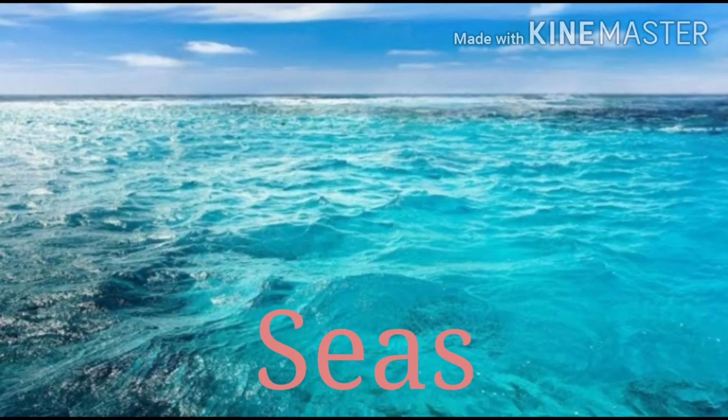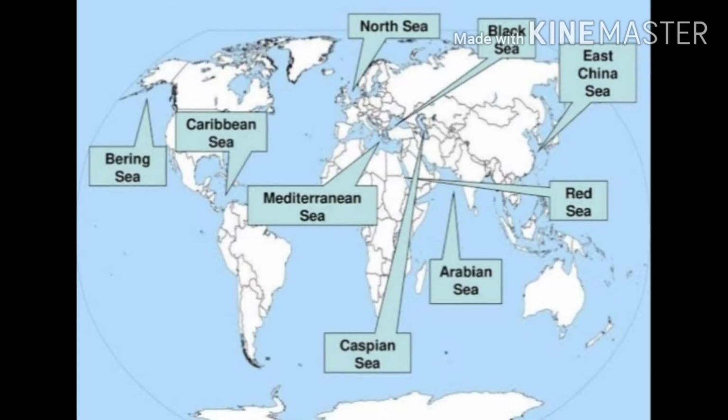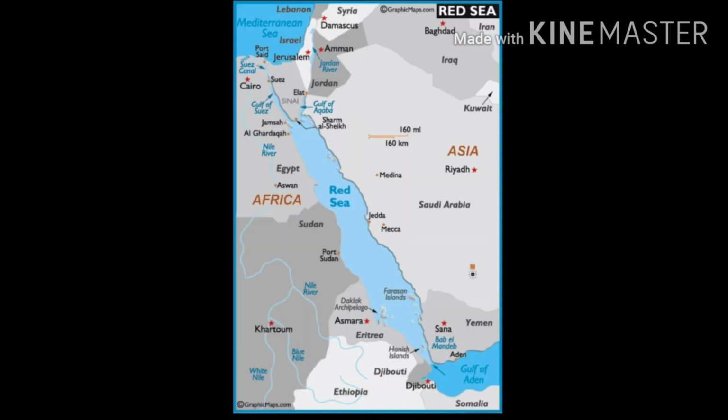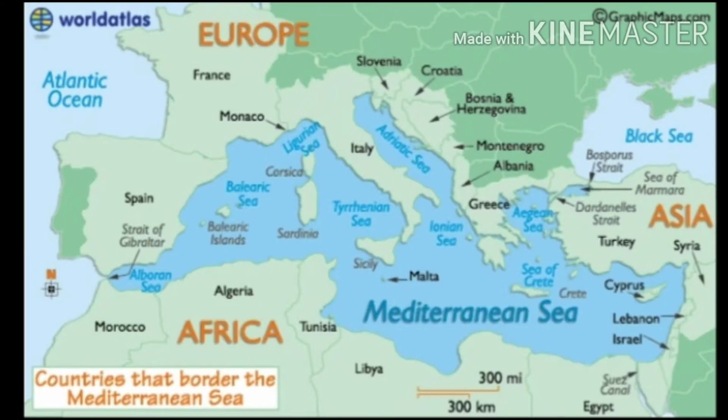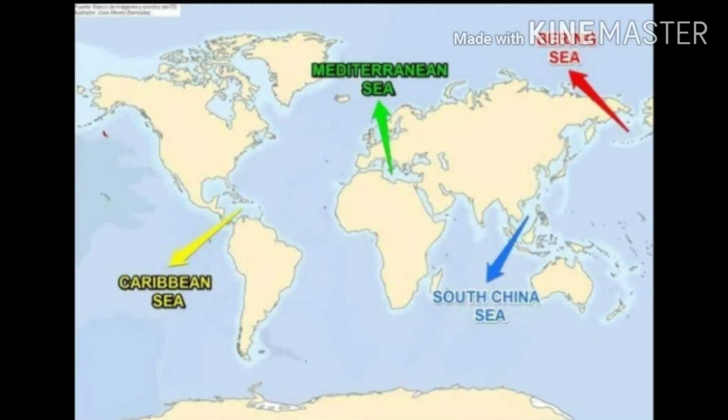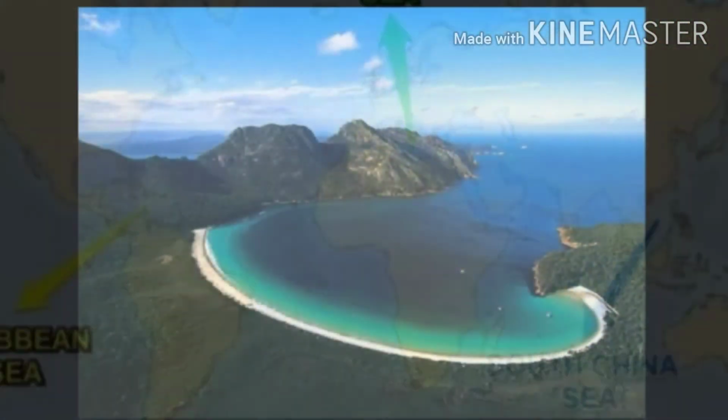Seas are large saltwater masses smaller than oceans. A sea may be part of some ocean enclosed partially by land. The Arabian Sea, the North Sea, Caribbean Sea, Bering Sea are some examples of seas. Some seas like the Red Sea and Mediterranean Sea are nearly cut off from the ocean, and some like the Caspian Sea, Black Sea, Aral Sea, Dead Sea are completely enclosed by land and they don't have any direct link with any ocean.